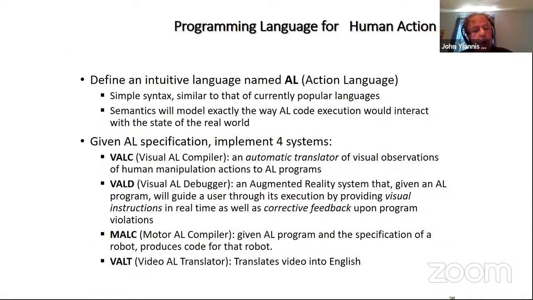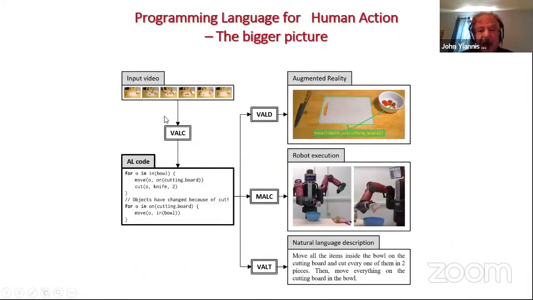So what we are doing right now is working on these problems where basically we implement 4 different systems: VALC, the Visual Action Language Compiler; VALD, Visual Action Language Debugger; MALC, Motor Action Language Compiler; and VALT. So basically, from an input video, you'll be able, using the VALC compiler, to create the action program that is happening in the video. Then using that action program, you can create an augmented reality system that will guide you through a task, much like the DARPA PTG program that is going on right now.